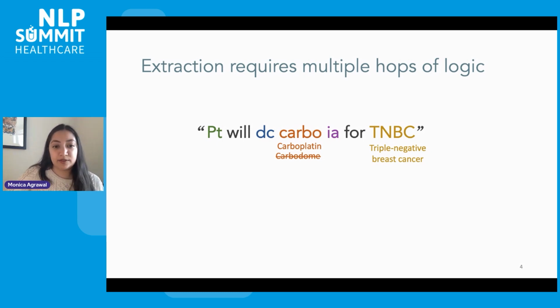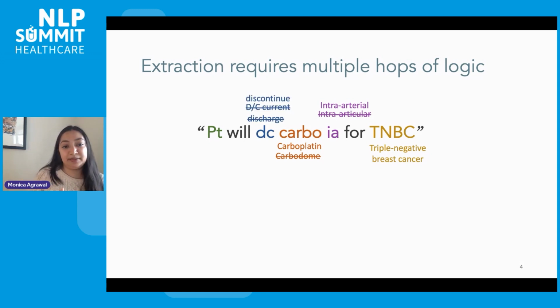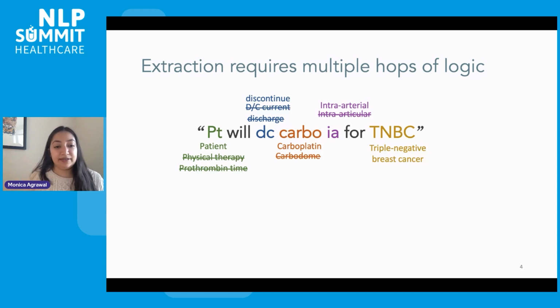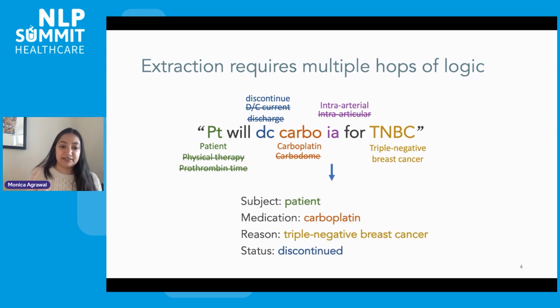And once we know we're dealing with chemotherapy, we know that IA is probably intra-arterial and not intra-articular. And since we're talking about a medication, the DC probably means discontinue as opposed to a DC current or a hospital discharge. And finally, here we can tell that PT means patient and the subject is not something like physical therapist. And now once we've done this first level of logic, we can then start to parse the sentence and understand what the subject is and how they all relate to one another.